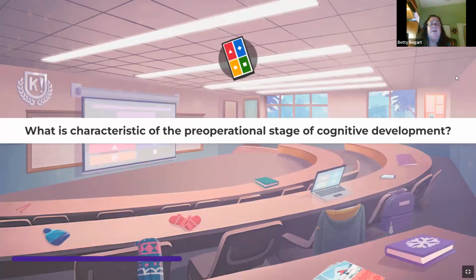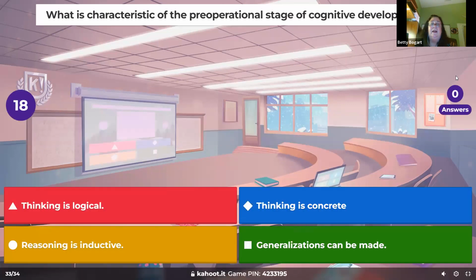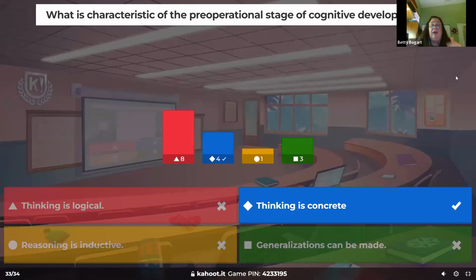What is characteristic of the pre-operational stage of cognitive development? Again, this is going into what's going to go on next week. I'm just telling you there's different stages. And remember, cognitive is all about the way children think. It's understanding how old these kids are at this stage and how they would understand, right? And these children at this age need to see it to understand it.